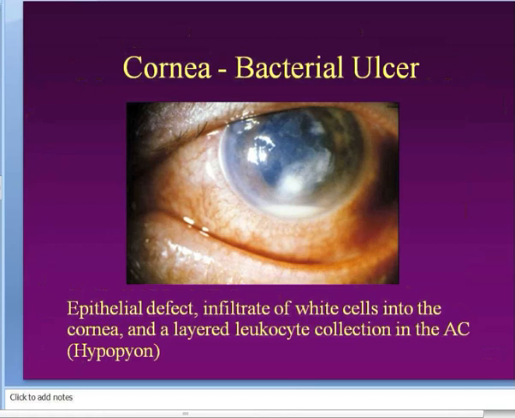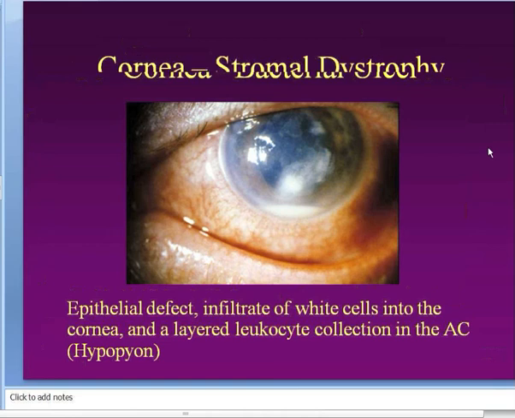I think of infiltrates the same way as you think of an infiltrate on a chest x-ray. You look for an area that's supposed to be clear, like the lung, and you see a white spot there. An infiltrate is a white spot in a clear tissue, as far as chest imaging goes. Same as the cornea. Down here you can see a collection of white blood cells. That's a hypopyon.